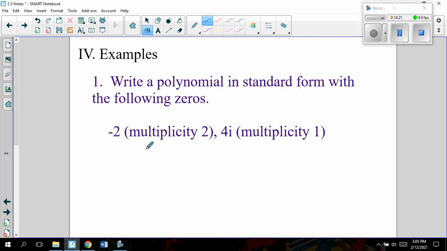All right, now to your next examples. Write a polynomial in standard form with the following zeros. And so you can see we've got this multiplicity idea coming back. This one's got a multiplicity of 1, but still.